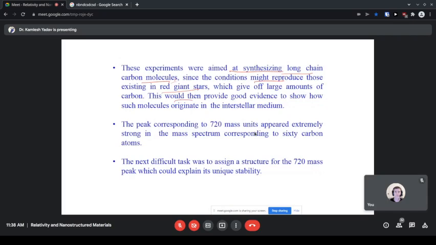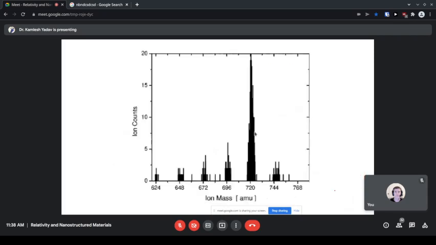They were studying the astronomy aspect of carbon in interstellar media, but they found in the mass spectrometer a very strong peak at mass 720. If you divide 720 by the atomic weight of carbon, which is 12, this means 60 atoms. They found that 60 carbon atoms were combining with each other, and this peak was the most intense peak.